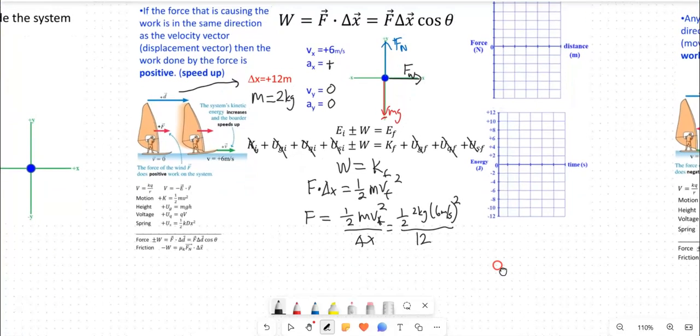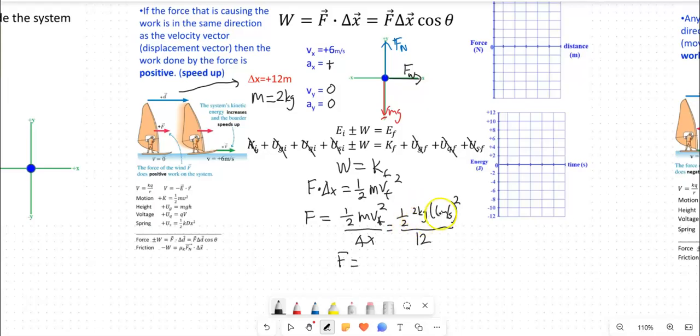So what we're going to find out here, and this is very similar to tutorials, this is similar to the layout: you're going to have a force versus distance graph, an energy versus time graph. You're going to have a force diagram, and you're going to have to solve for something. So in this case, let's solve for this.